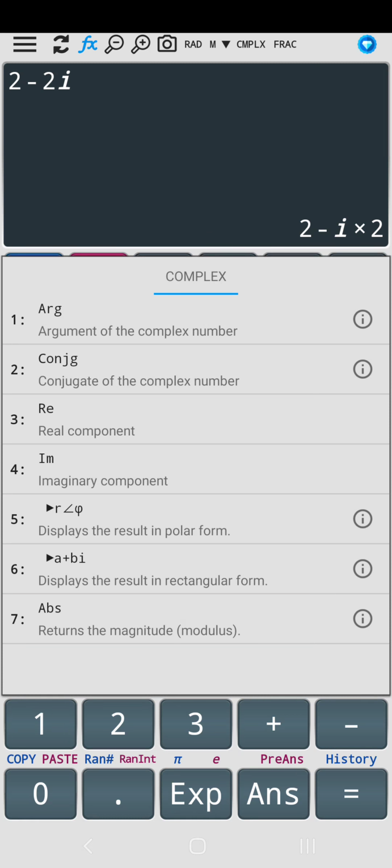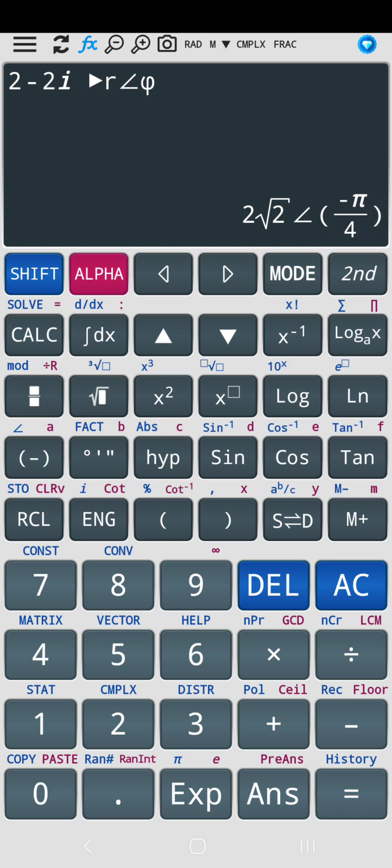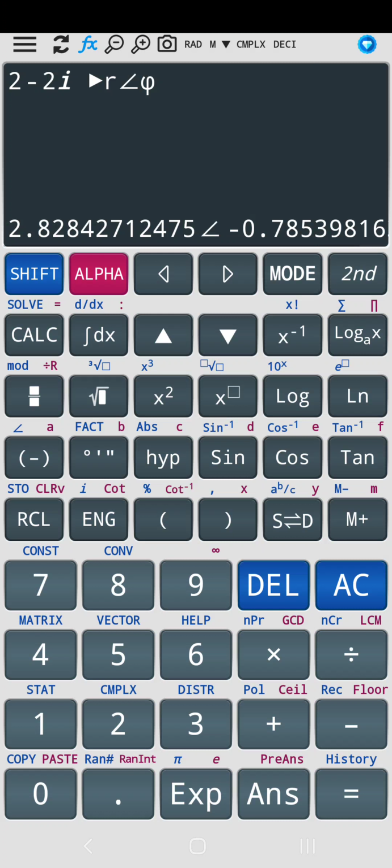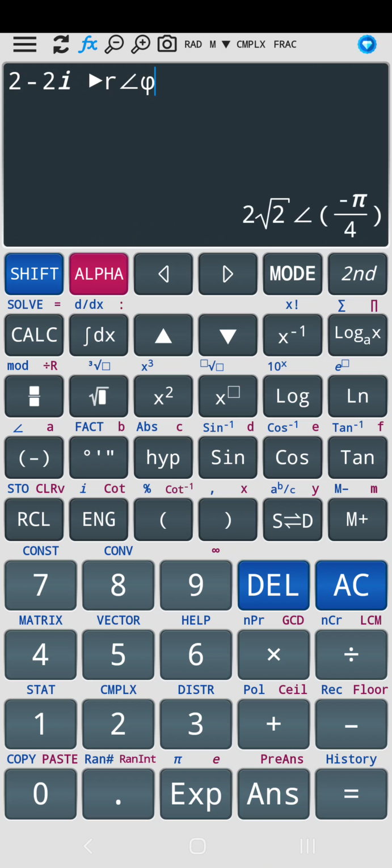You will get the option even in your calculators to, you have this r angle phi, this formula. So a plus bi is rectangular form, abs is the absolute value. You can get the real component, imaginary component, all this. So if I want the polar form, I will select this, the fifth option over here. So you will be getting this. If I want it like this, I'll get the angle value. If you press this ST button, in whichever form, it is 2 root 2 angle minus pi by 4.